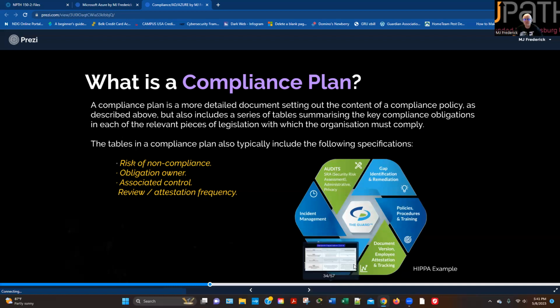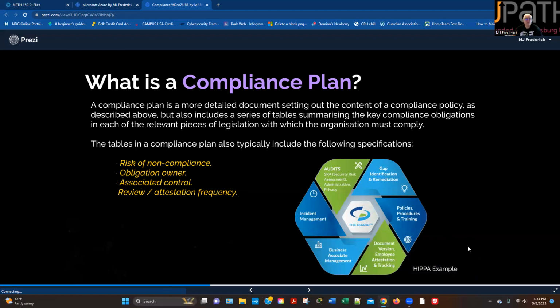So here's an example, and this comes from HIPAA. Now, there's many different ones out there. Now, HIPAA, remember, we have to be concerned about health information. So we're looking at the gap identification and remediation. Our policies, what are we going to do? How do we eradicate or remediate things? The policies and procedures and the training we're going to put together and implement. The document version, employee attestation and tracking, getting our feedback for that. Business associate management, incident management.